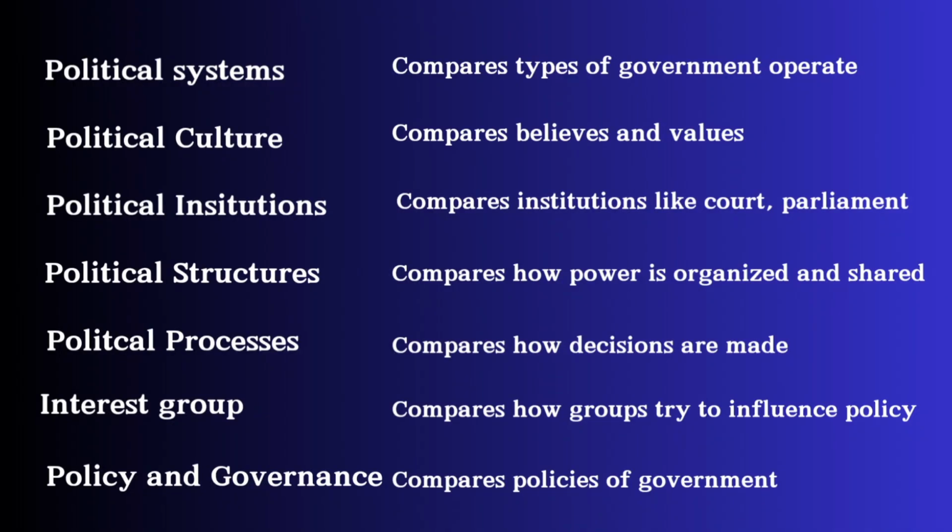This brings us to the end of this video on the scope of comparative politics. A little recap, we're able to establish that the scope of comparative politics includes political systems, political culture, political institutions, political structures, political processes, interest groups and pressure groups, policy and governance. There are other scopes of comparative politics. These are just the major scope of comparative politics.